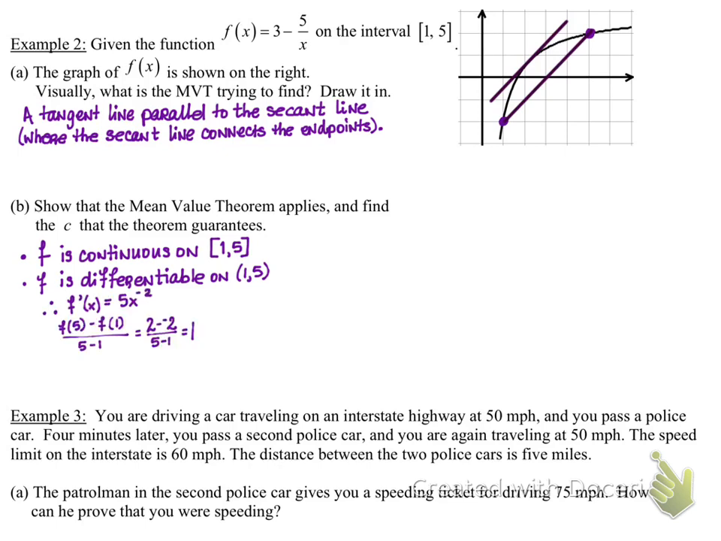So we find that first derivative, and we find the slope of our secant line, and now we are going to find the c value where the slope of the secant line is equal to the slope of the tangent line.